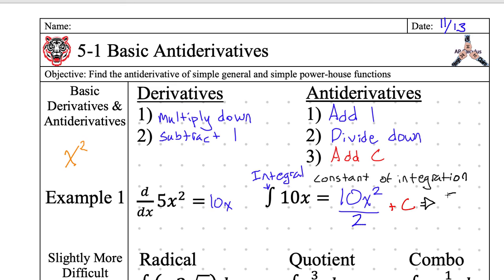This turns into just 5x squared plus C. And that is my final answer, and I can box that. When do you explain why we need C? Why do we have the plus C? That is a great question. I will address it now.